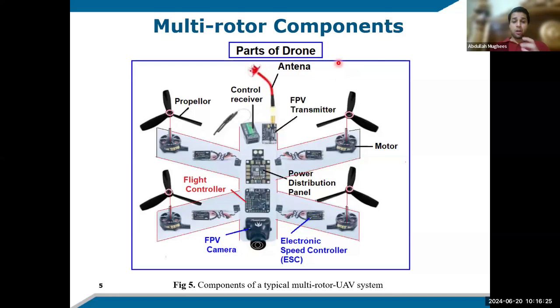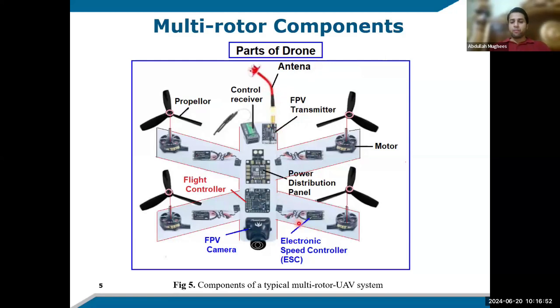Since the video data is so huge, we need some special processors, and we need good antennas to transmit the video. So we have a dedicated independent first person view FPV transmitter. So the video from this camera is transmitted via this antenna to the user, where the user is sitting.